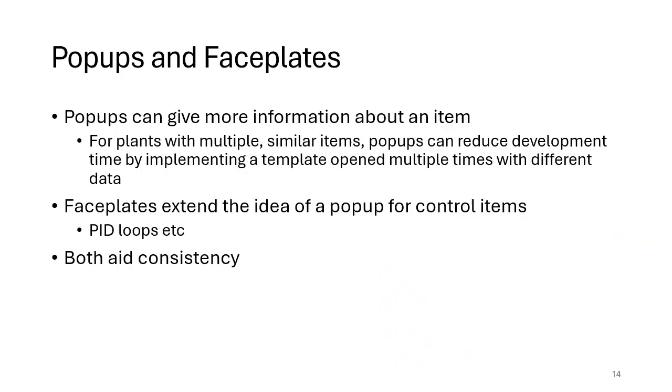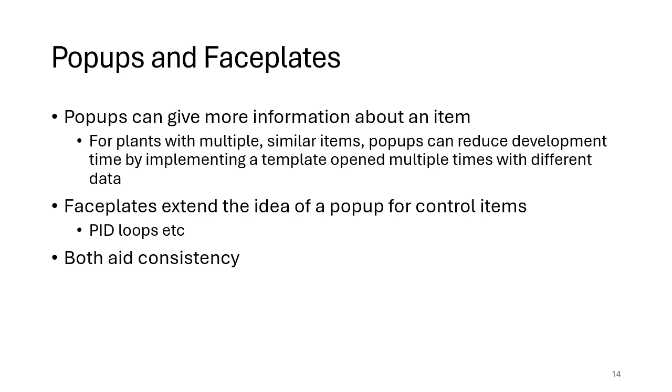Pop-ups can give more information about an item. We call them pop-ups, but they could also be called overlay screens or faceplates. A pop-up could be a screen by itself. For plants with multiple items, you could have similar items and pop-ups, and they can reduce development time because you can implement a template solution and you can open the same screen multiple times with different data. So that's useful from a development point of view, but also that can enforce consistency, because if you use the same pop-up multiple times, then you've got the same layout, the same screen design each time, even if it's for different elements.